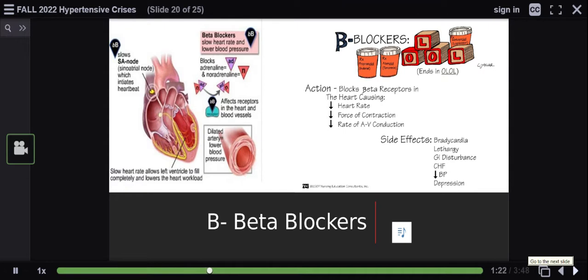Since we do have side effects on the heart rate and blood pressure, you want to educate your patients about checking their apical pulse. You will always hear students saying they hear it in their NCLEX review or NCLEX examination. So yes, check the apical pulse for 1 full minute. You may want to teach the client that these medications can cause fatigue, weakness, depression, and sexual dysfunction.